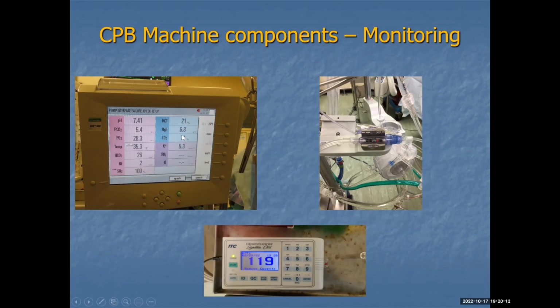If you look, this is what we call a CDR monitor. We monitor our arterial saturations here, and then we have a cuvette on here, which measures our venous statistics here.